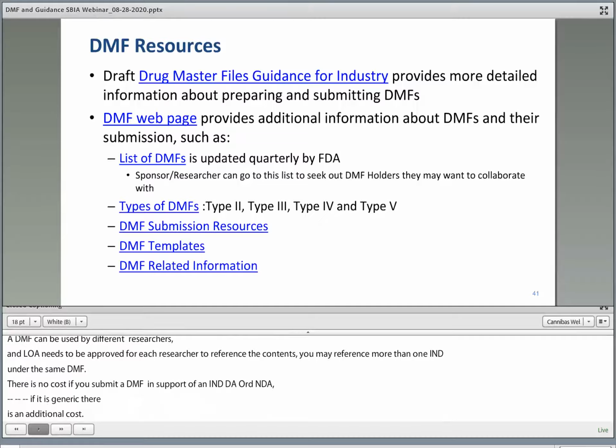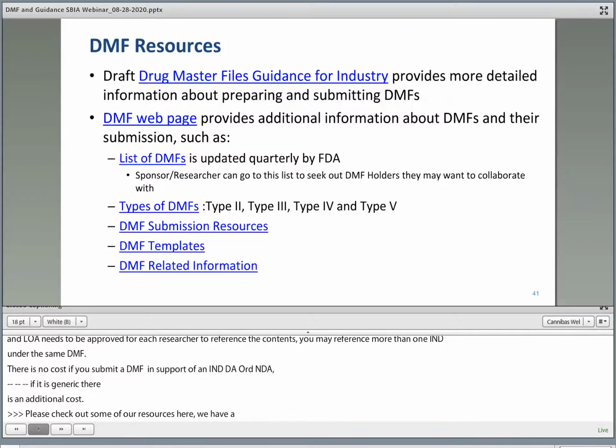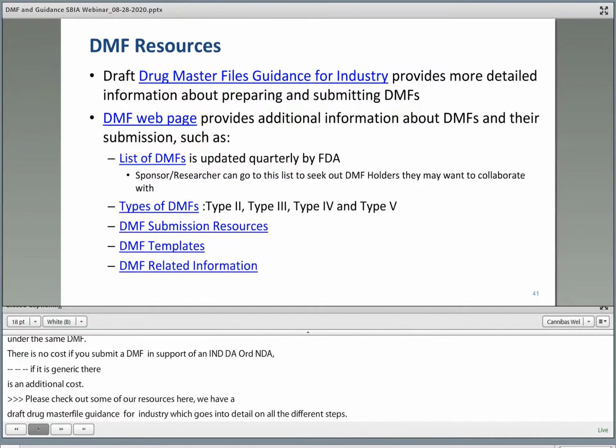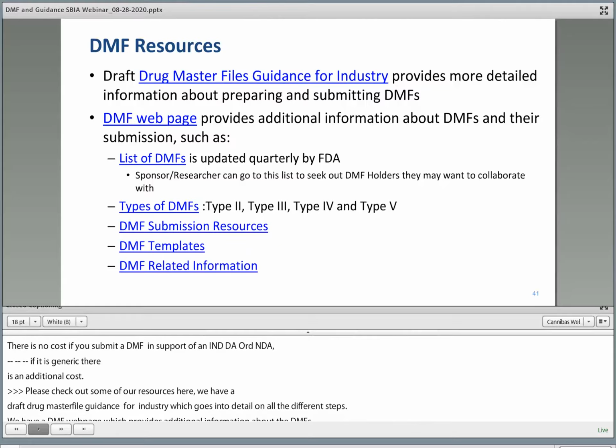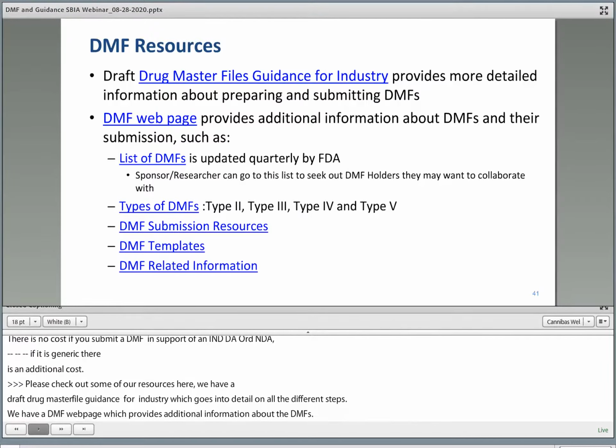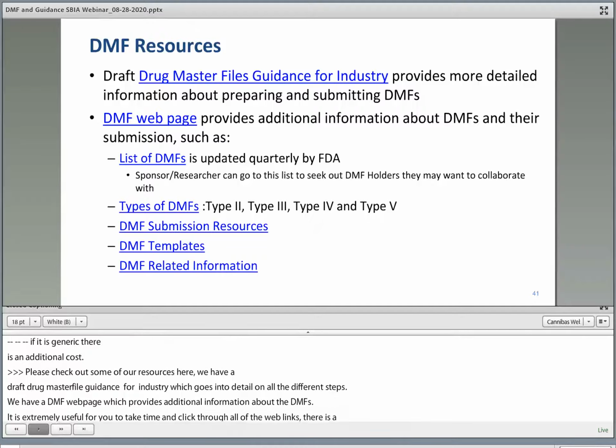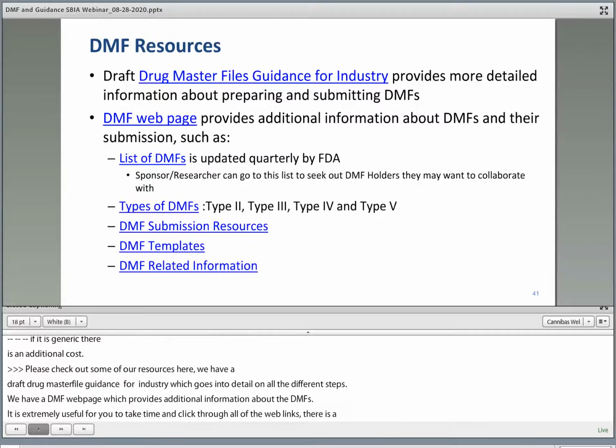We have a draft drug master file guidance for industry. It goes into wonderful detail about all the different steps. We have a DMF webpage, which provides additional information about the DMFs. I think it's extremely useful for you to take some time and click through all of these web links. There's a list of DMFs that FDA updates quarterly, so as a sponsor or researcher, you actually go there and pick out a DMF holder that you would maybe want to collaborate with, and you can reach out to them. There's also different types of DMFs.